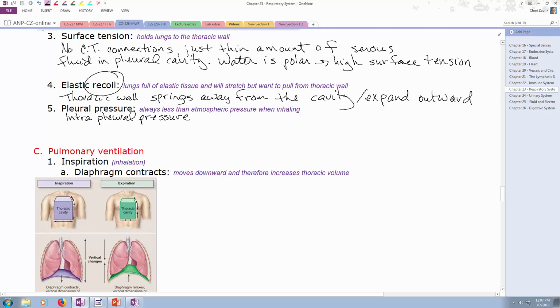So we get sometimes lazy and we drop certain words. Pleural pressure is the same thing as intrapleural pressure, and it is less than atmospheric pressure when inhaling. What that means is that when we inhale and our diaphragm flattens, we're increasing the volume of the thoracic cavity and decreasing the pressure, and that will pull the lung tissue along with it.